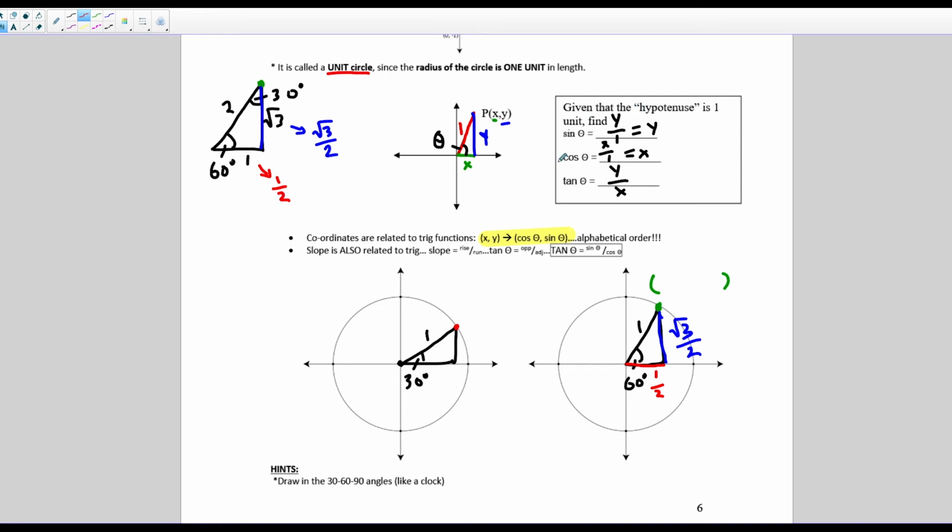So based off of our observations from here, we know that our x value is the same thing as cos of theta. Cos theta is our x. And if we know that we're looking at our x value here, it's going to give us an x value of 1/2. So we can go ahead and put the 1/2 there. And for our y, it's going to be the same thing as sine theta. And we know that sine theta is going to be our y value. And our y value in this case is square root 3 over 2.